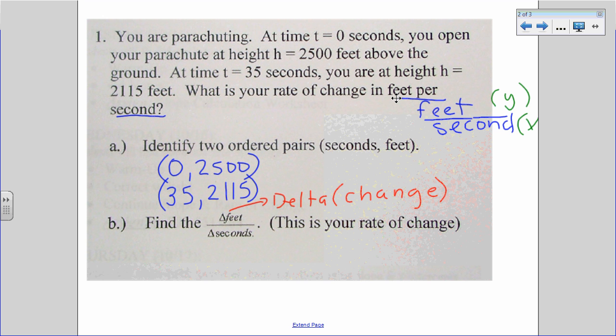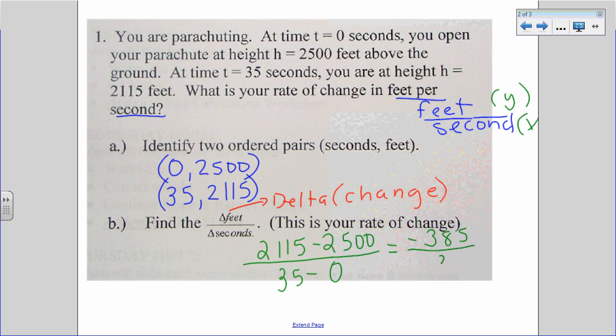That is your rate of change, obviously with all that change. So we're going to do some subtraction. I'm going to take 2,115 minus 2,500, and then I'm going to do 35 minus 0. So the ordered pairs line up with each other in our fraction. So this is a negative 385 over 35. Am I correct?